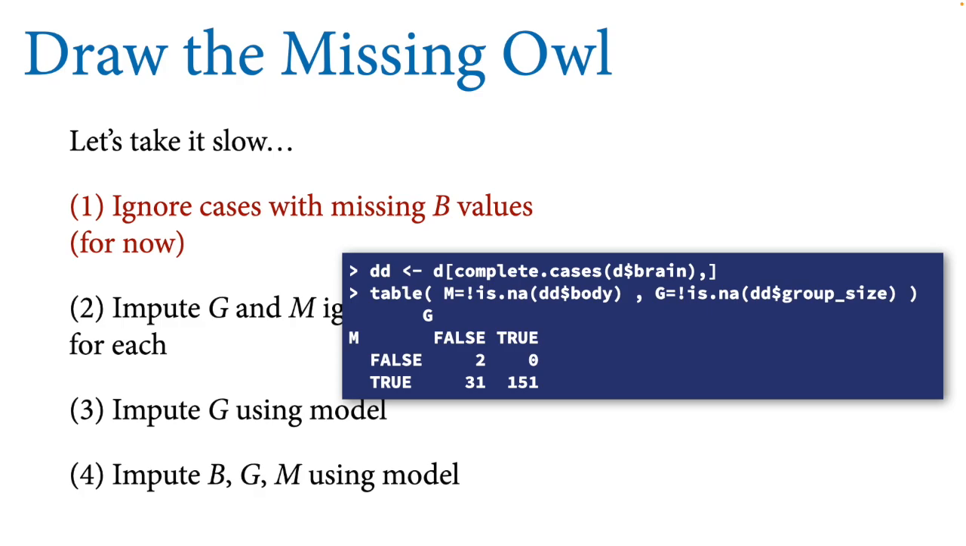What this little table does is: true means observed and false means missing. So you can see that we're missing a lot of values for group size. And there's some correlation in missingness as well in these variables. But this is what we're left with. You get that 151 number, that's the case where both M and G are observed, and that's what we saw before.